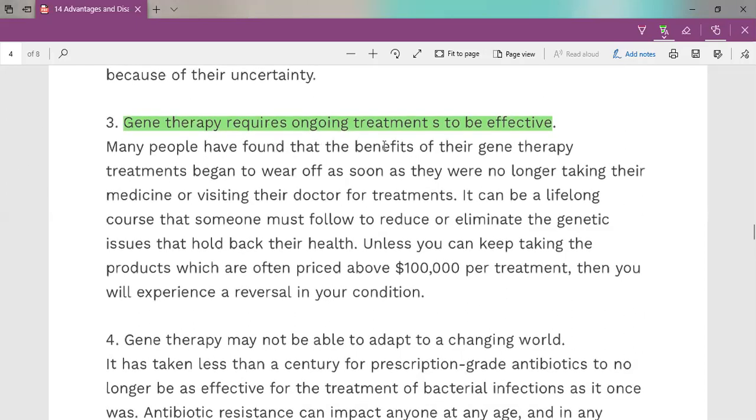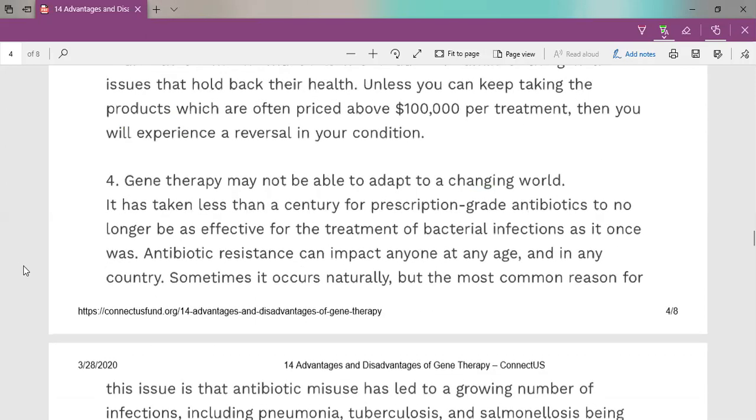Many people have found that the benefits of their gene therapy treatments begin to wear off as soon as they were no longer able to take their medicine or visit their doctor for treatments. It can be a lifetime course that someone must follow to reduce or eliminate the genetic issues that hold back their health. Unless you can keep taking the products, which are often priced above $100,000 per treatment, then you will experience a reversal in your condition.